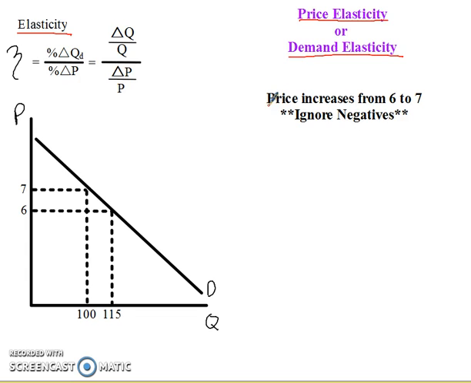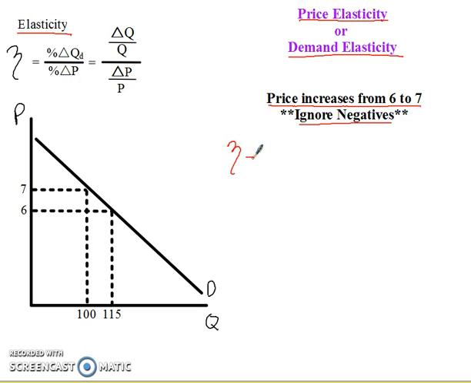We're going to do the elasticity calculation for when the price increases from $6 to $7. We're going to ignore negatives, and we'll see a little bit later why we're going to ignore negatives. It's kind of like we're doing an absolute value calculation. So let's go ahead and do it.